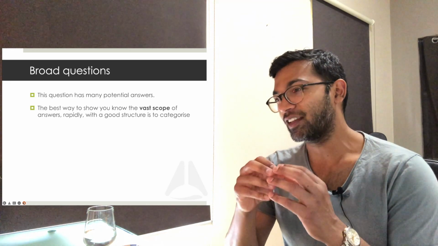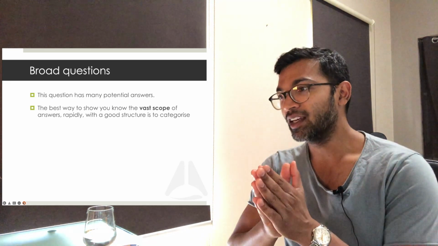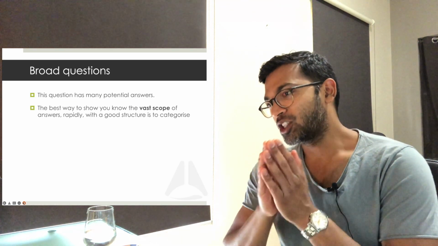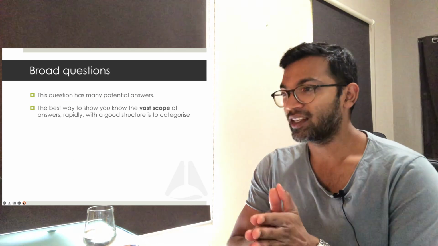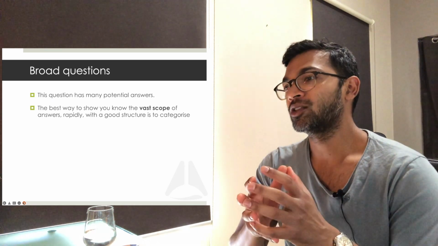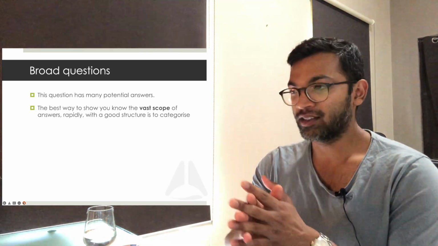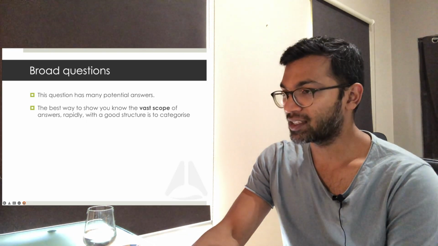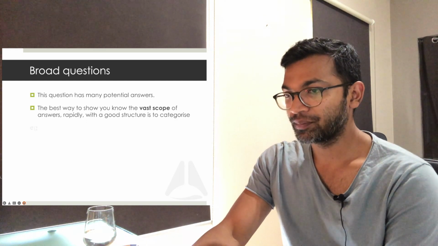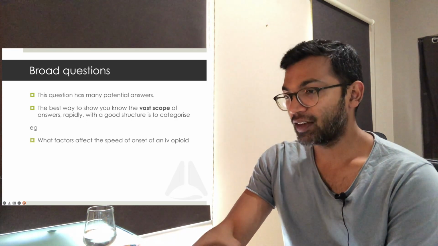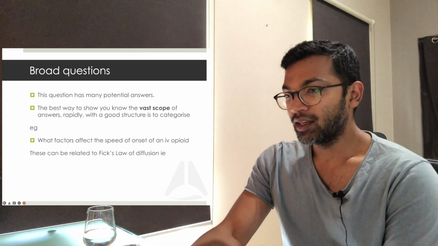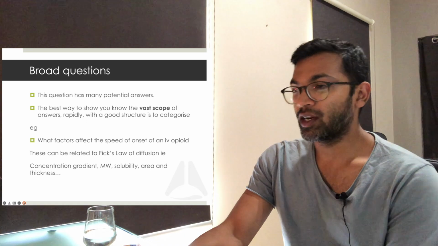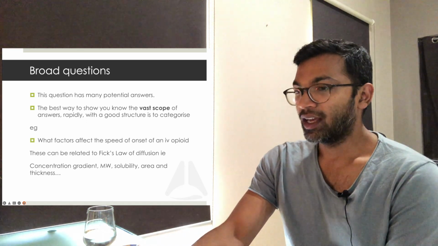If there's anything that the first part exam or the primary exam gave to me, it was the diligence of structuring everything I know, because without that structure, broad questions have just too many answers and it's just nebulous. It's so hard to get to the answer that's required without a structure. So, for example, what are the factors that affect speed of onset of an IV opioid? You might say these can be related to Fick's law of diffusion, that is concentration gradient, molecular weight, solubility, area, and thickness.